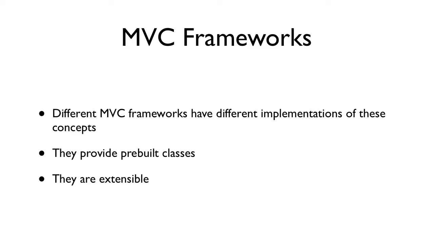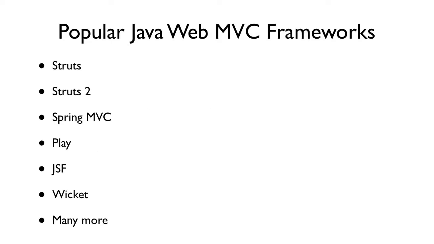So they provide some pre-built classes for these core concepts, and then we can extend them and build our application using those frameworks. So some of the popular Java Web MVC frameworks I've listed over here, and of course this is not a complete list. There are plenty more, and some of them have really gained traction of late. And for most of the web applications that you would write, you would be using some MVC framework or some MVC library or the other, and it's very likely that the MVC framework that you use is one of them in this list.